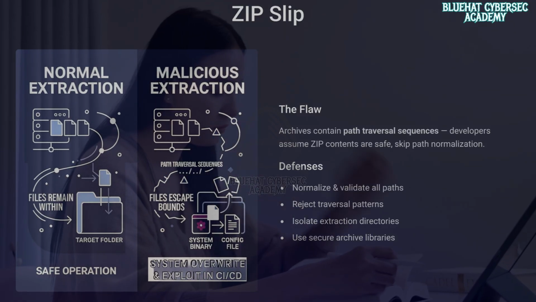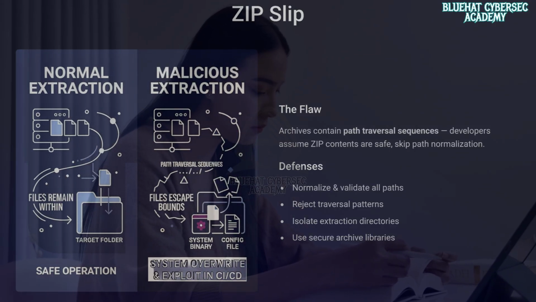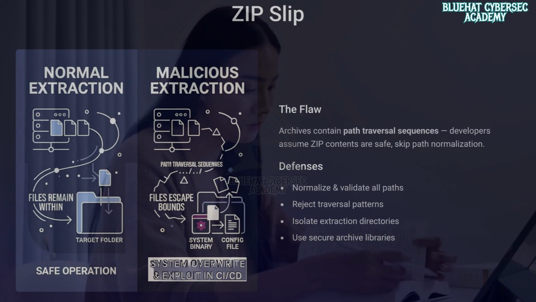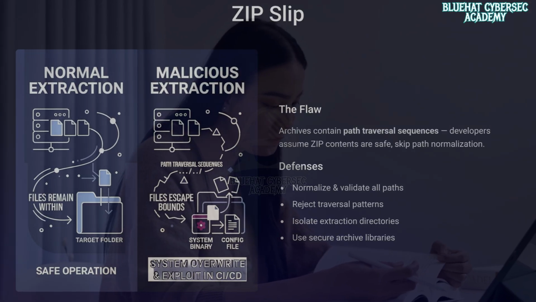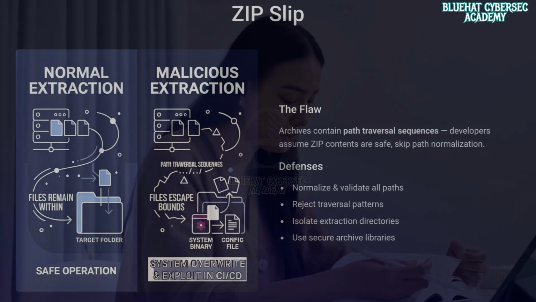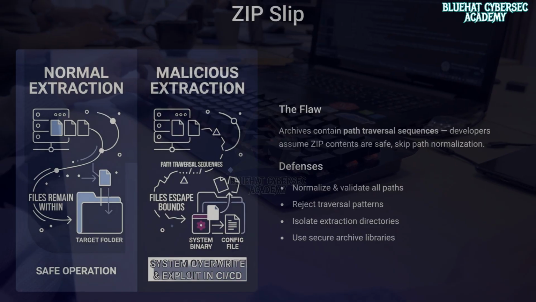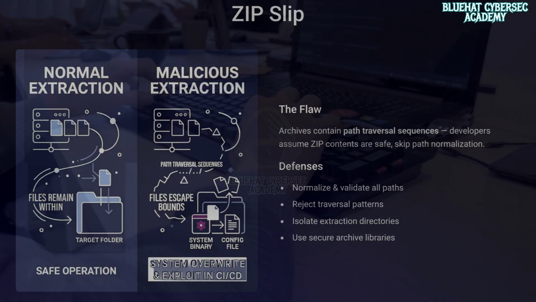So the defensive approach becomes very clear. You normalize and validate all extracted file paths. You reject entries containing traversal patterns. You extract archives into isolated directories, and you use secure archive libraries with built-in protections.